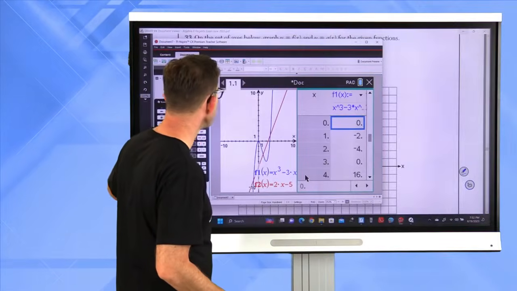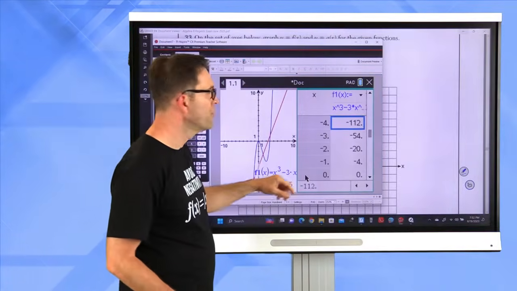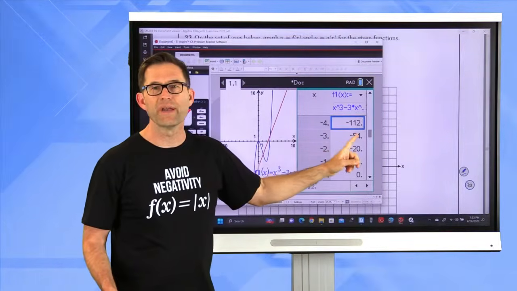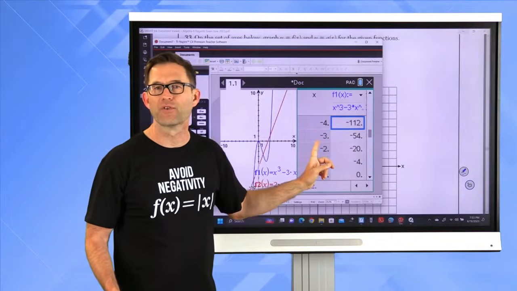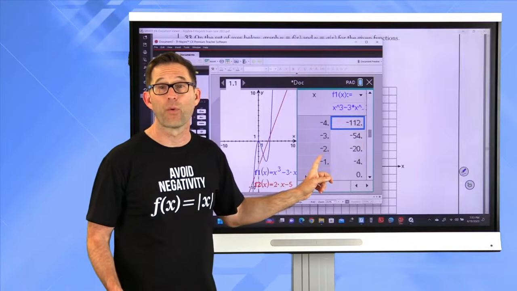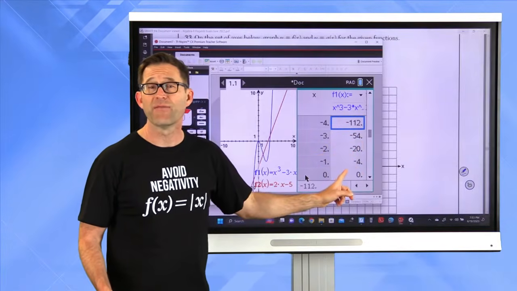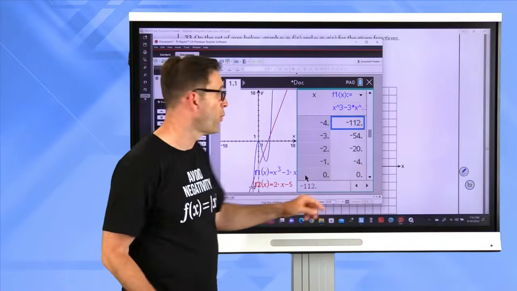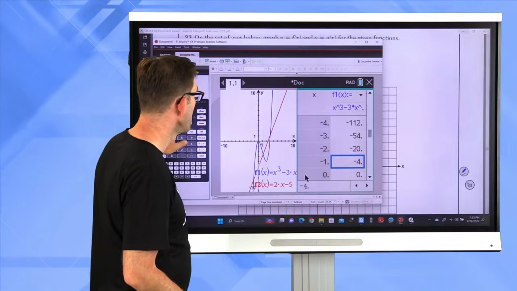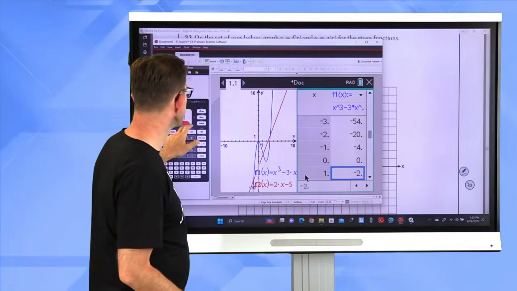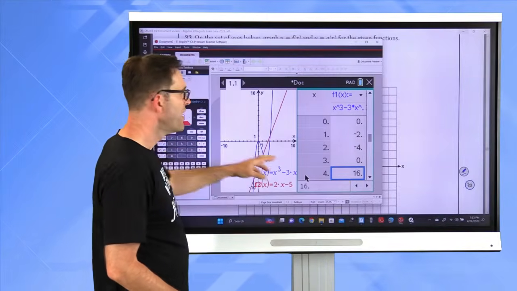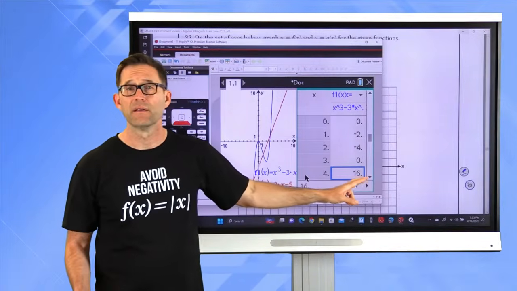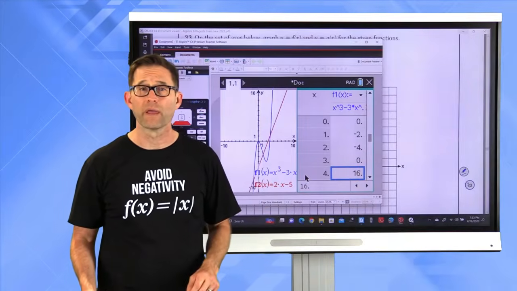I'm going to scroll up a little bit. My first column is that cubic, and what I notice right away is just crazy big values. I'm never going to be able to plot negative 4 comma negative 112, negative 3 comma negative 54, negative 2 comma negative 20. In fact, the first thing I'm going to be able to plot is negative 1 comma negative 4. And then I've got 0, 0, 1 comma negative 2, 2 comma negative 4, 3 comma 0. Even the 4 comma 16 is not going to particularly work well for me.